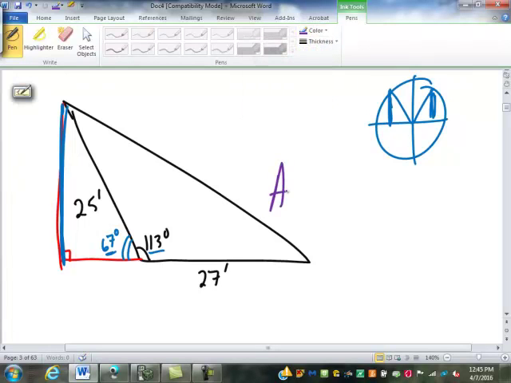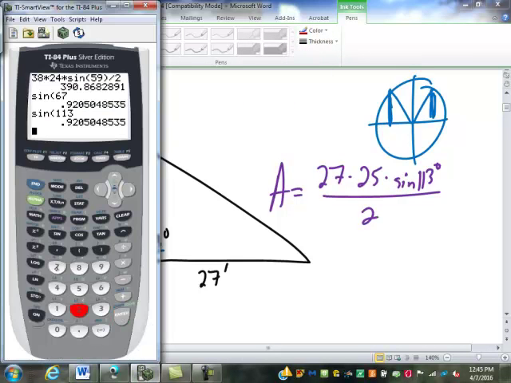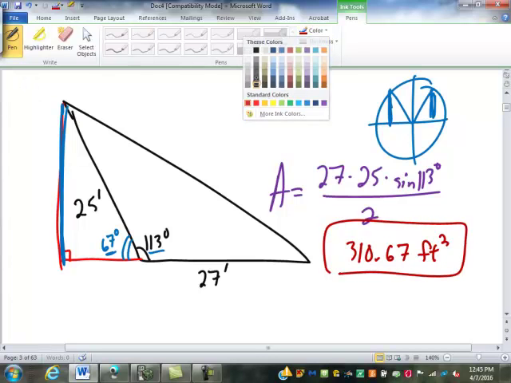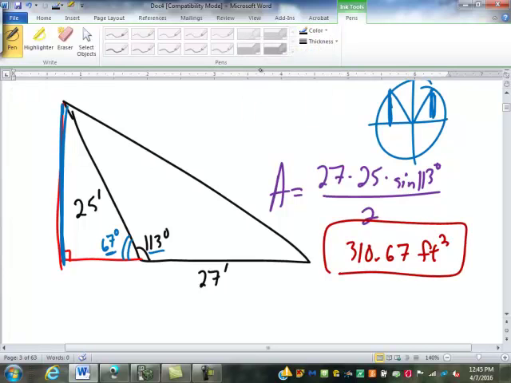The area will still be 27 times 25 times the sine of 113 over 2. So 27 times 25 times the sine of 113 divided by 2. Here's 310.67 square feet. What do you think? Still better than a sharp stick in the eye?